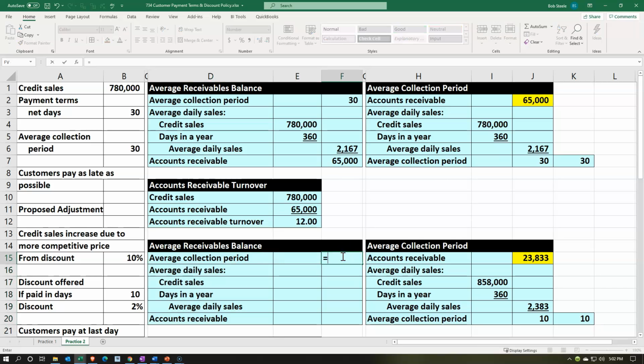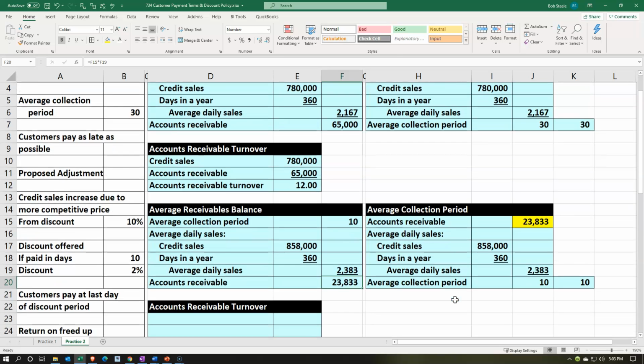This is going to be equal to what was given to us now at 10. This is going to be equal to the 12 times 30. I'm sorry, that's going to be equal to, let's just pick up the same number over here, the 858. And then this is going to be equal to 12 times 30. Then we could say this is equal to the 858 divided by the 360. And then finally we have this equal to 10 times the 2383 for another way to get to that 23,833.